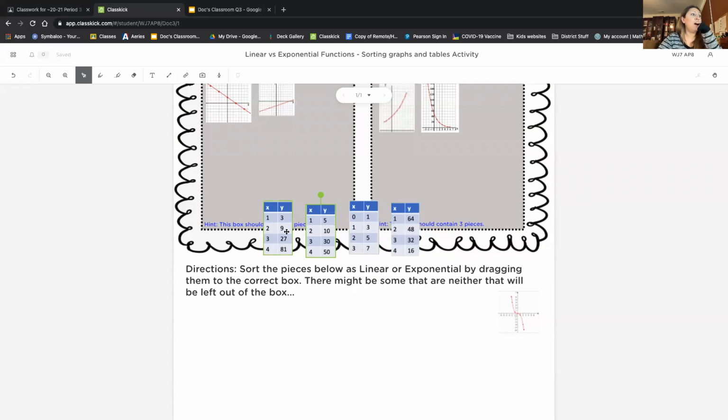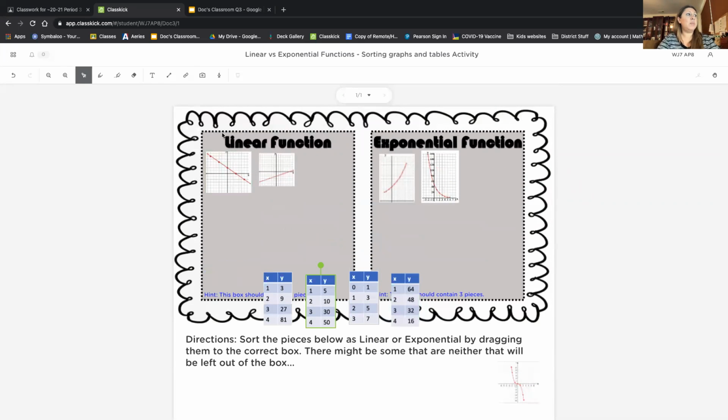So let's do tables. Remember, for linear, we're looking for either an adding or subtracting pattern. For exponential, we're looking for multiplication or division. All right. So multiplication or division.